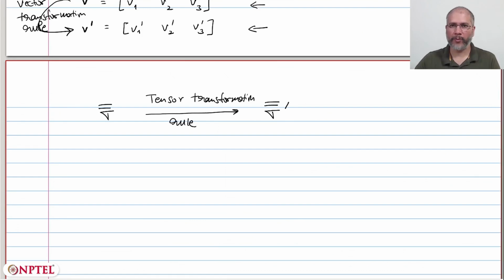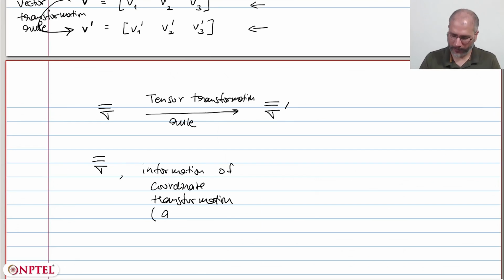So the aim for this week's lectures is that if we have sigma given to us, that's a tensor, and we also have the information of the coordinate transformation. That is, for us, it will be the information about the rotation of the axis.